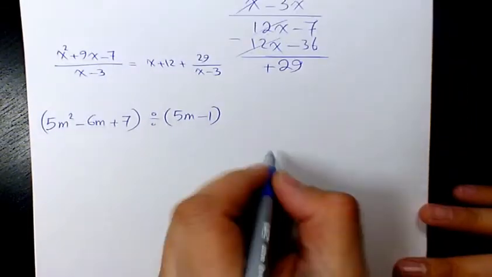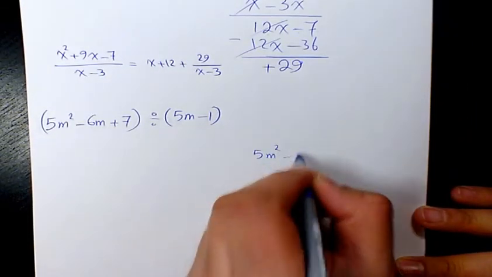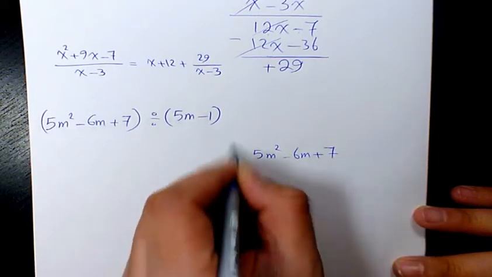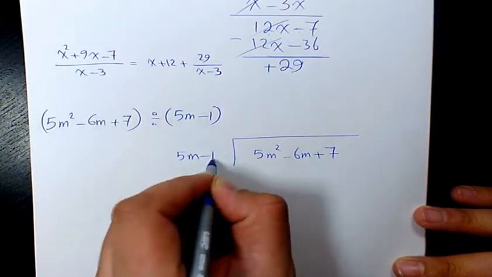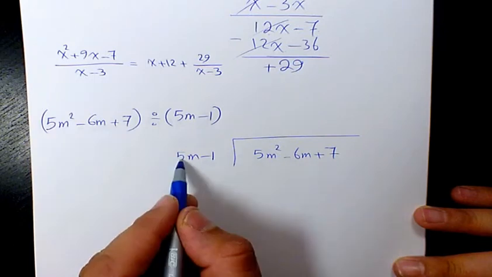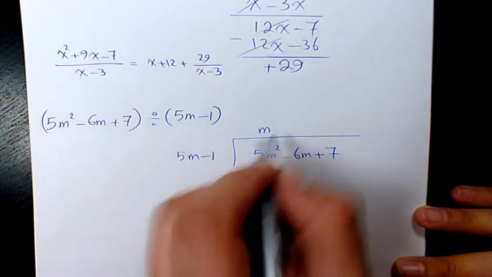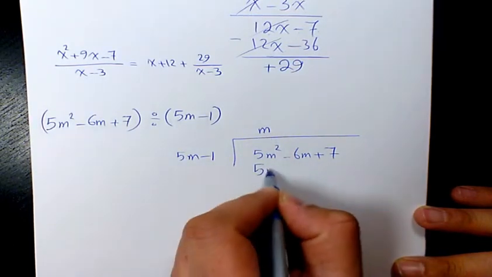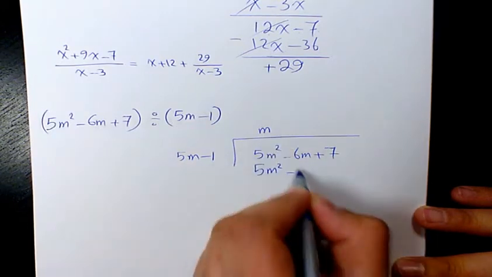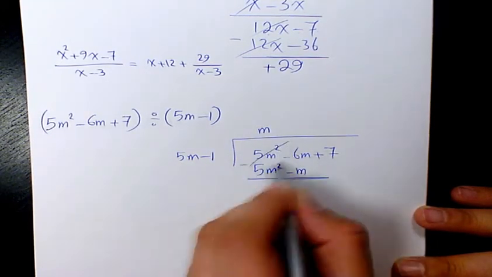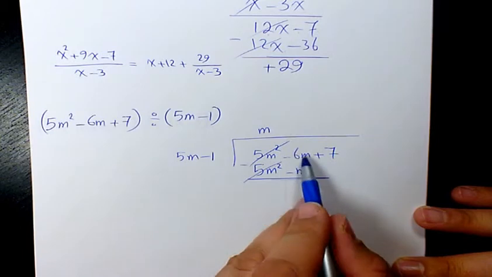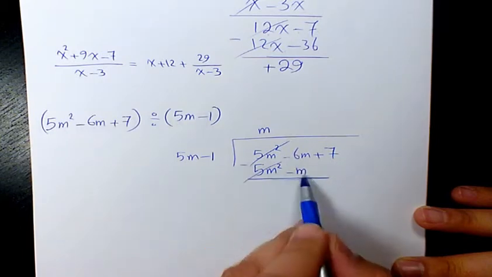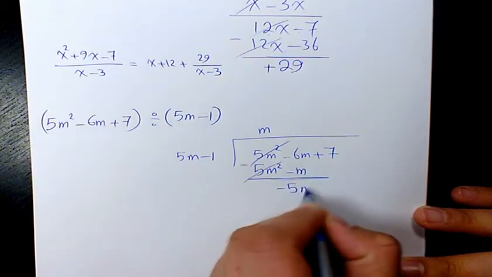Next question. 5m squared minus 6m plus 7 divided by 5m minus 1. Now 5m squared divided by 5m will be m. m times 5m, 5m squared. m times negative 1, negative m. When you subtract it, these two cancel out. It's going to be negative 6m minus negative m, which is negative 5m, plus 7.